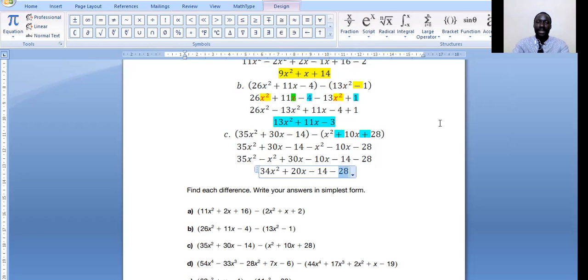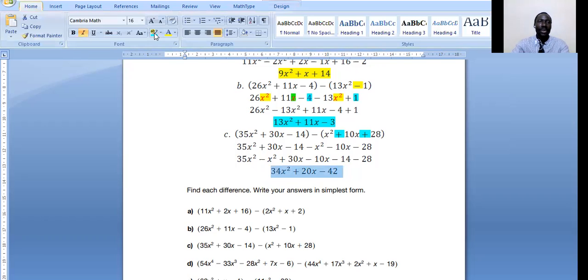Now notice that minus 14 minus 28 will give us not positive, because we are not multiplying, we are just subtracting. Minus 14 minus 28 will give us minus 42. And this gives us the answer to this question right there.